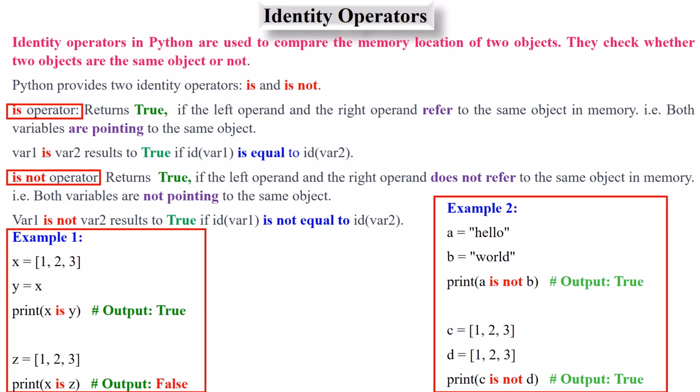In the second part, two separate lists [1, 2, 3] are created and assigned to the variables c and d. The print statement checks if c is not the same object as d using the is not operator. Since c and d are separate list objects even though they have the same values, the expression c is not d evaluates to true. Therefore, when you print the results, the output will be true for the first print statement, true for the second print statement.